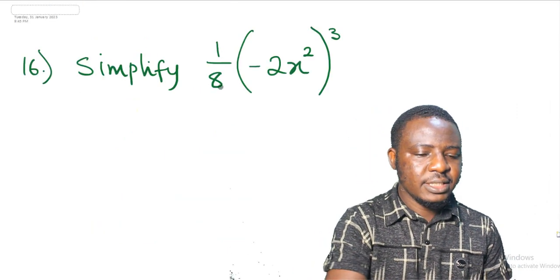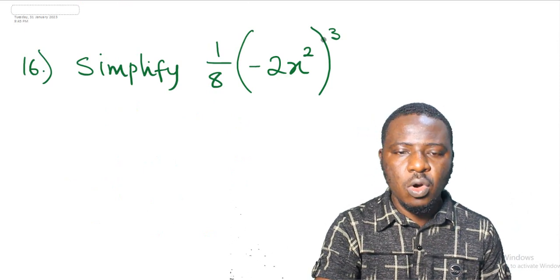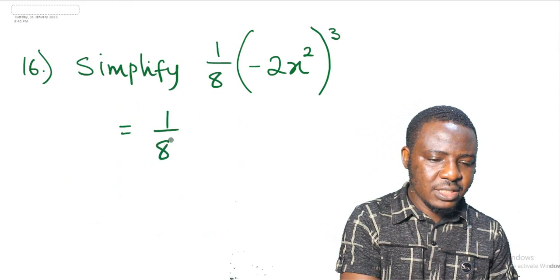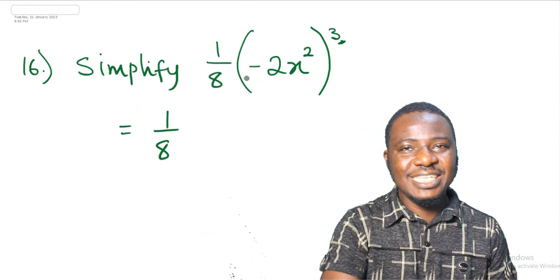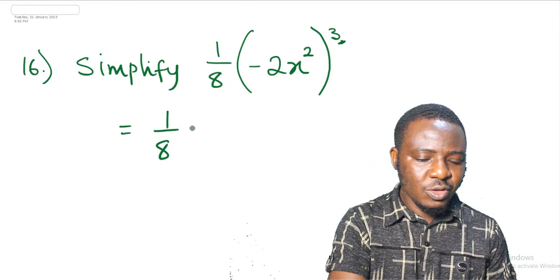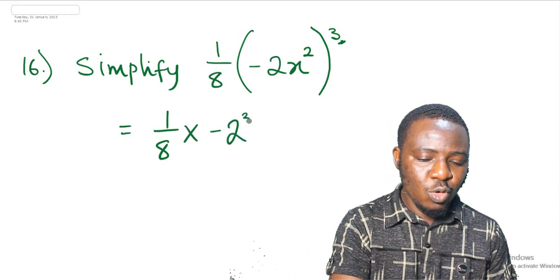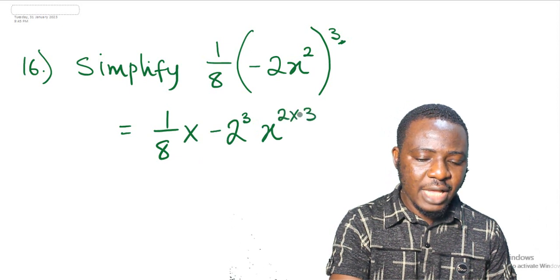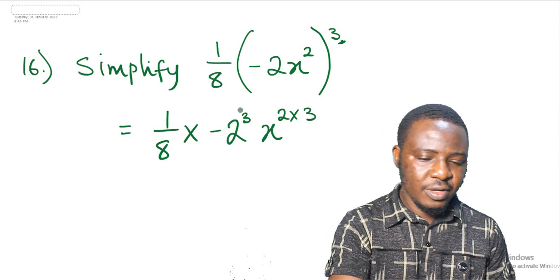Question 16. Simplify 1 over 8 into minus 2x squared, all cubed. Same thing goes. We have 1 over 8. Since the power is odd, definitely the sign will still remain negative. So this becomes times negative 2 cubed, x raised to the power of 2 times 3. Remember I told you why this will be negative.